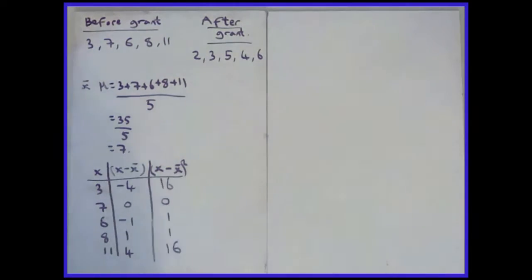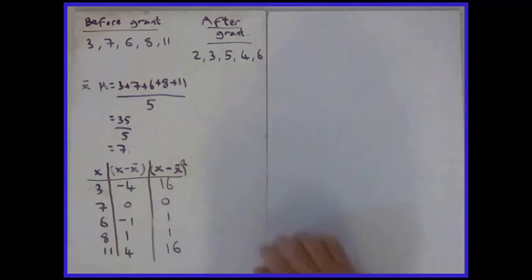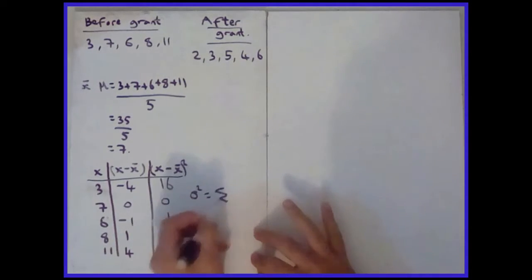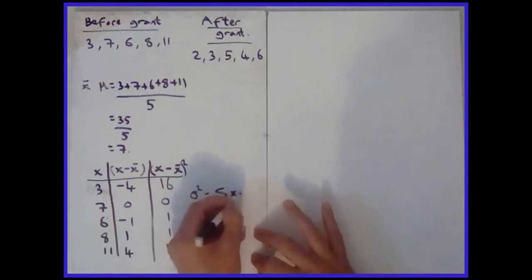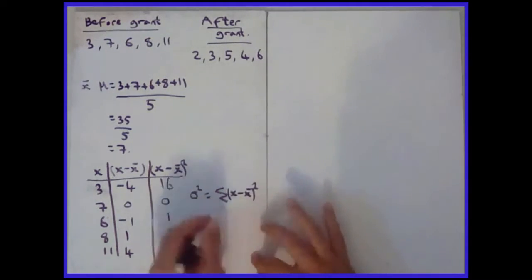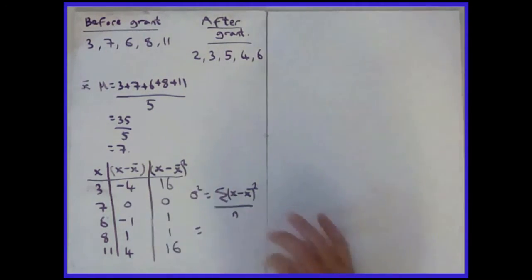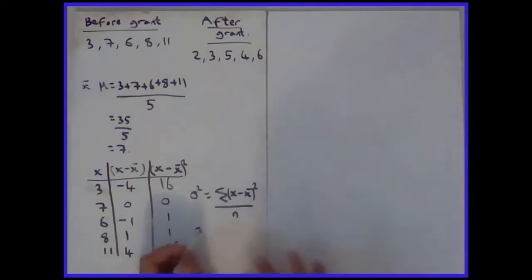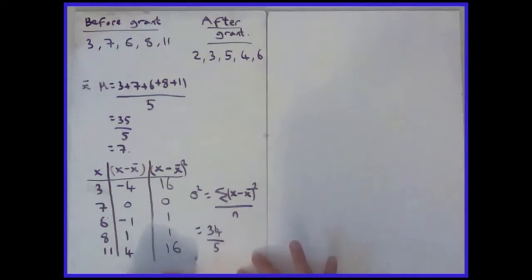Right. So we need the mean of the squared deviations. So sigma squared, the variance, equals the mean, as in the sum of all of these squared deviations, x minus x bar squared, over how many of them there are. Add them all up and divide by how many there are. Well, 16 plus 16 is 32, 33, 34. 34 over 5 is your variance. So your sigma must be the square root of 34 over 5, which comes out as 2.61.